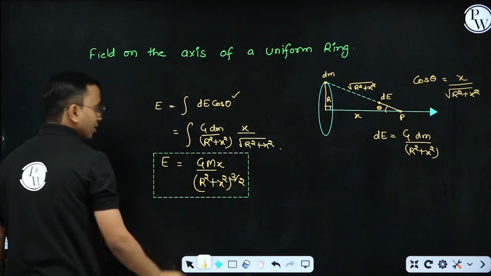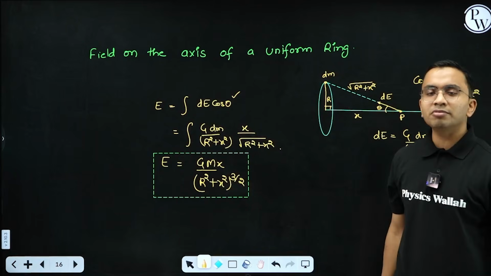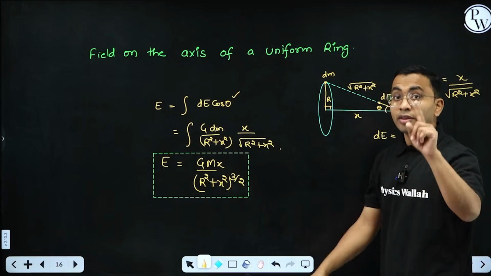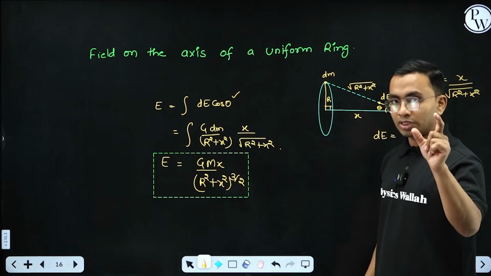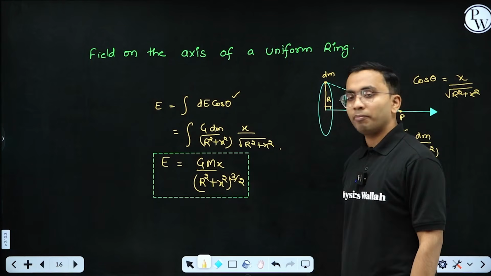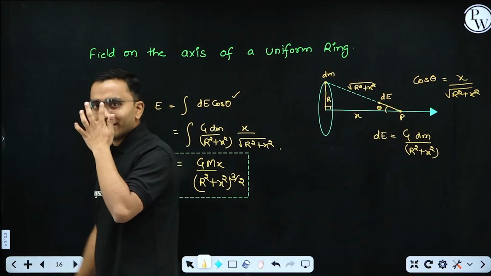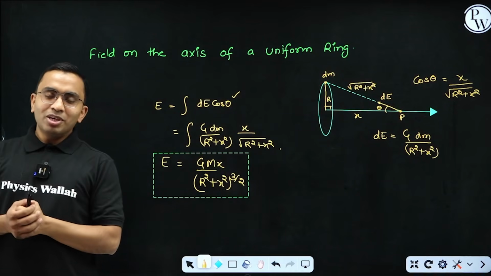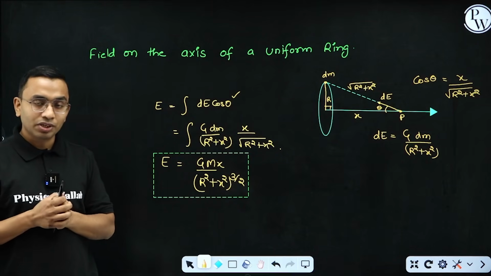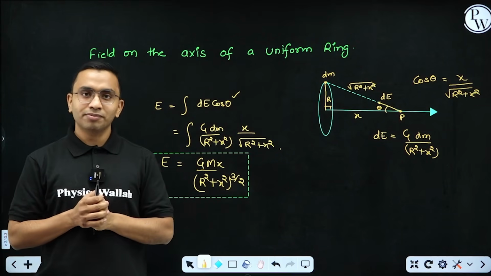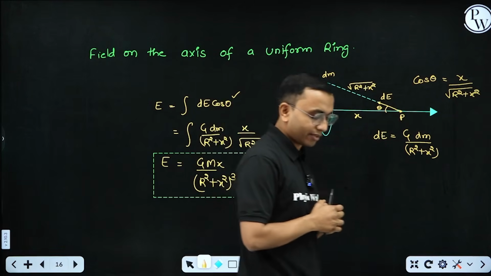Got it? Do you remember the formula for electric field also? Yes, that is kqx divided by r square plus x square to the power 3 by 2. There the constant was k, here the constant is G. There we put the charge q, here we put the mass m. Everything else is the same, no change. You remember that formula, kqx divided by r square plus x square to the power 3 by 2, the electric field on the axis of a uniformly charged ring. You need to remember that. If you don't remember, make sure you remember that. That is required.